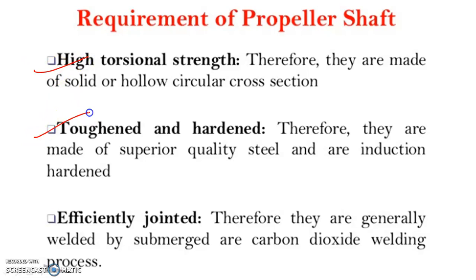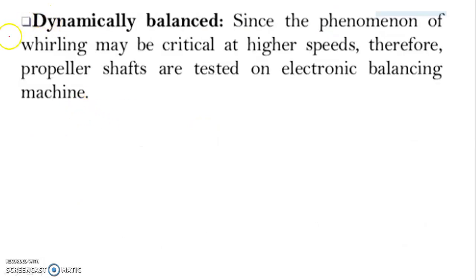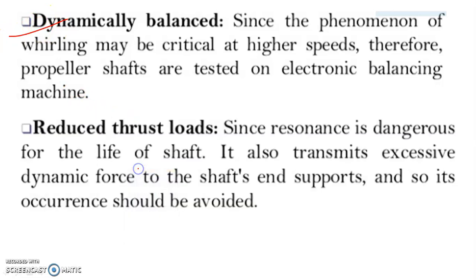It should be toughened and hardened. It should be efficiently jointed. Then it should be dynamically balanced. And the last one is it should reduce thrust load. So these are some of the requirements that should be there inside the propeller shaft.